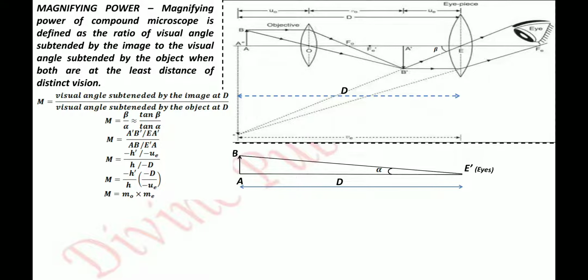Okay. Now putting the values, A dash B dash is written as minus H dash. H is the height of the object, H dash the height of the first image, H double dash the height of the final image. So H dash is the height of A dash B dash. In place of A dash B dash, we have written H dash, and it is minus because the image is inverted, upon minus U naught. Just see, I have shown the distance.